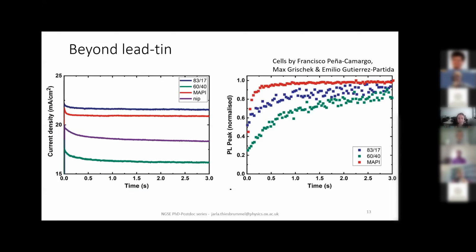These cells were actually made by Pacho for all the PIN cells and by Max and Emilio for the NIP cells. And like I said, we performed the same measurements, and actually, we also got the same results. For all of these different compositions that we looked into, we did observe a current decay over the first few seconds, and for all of them, this was accompanied by an increase in PL over the first few seconds after switching to 0 volts.